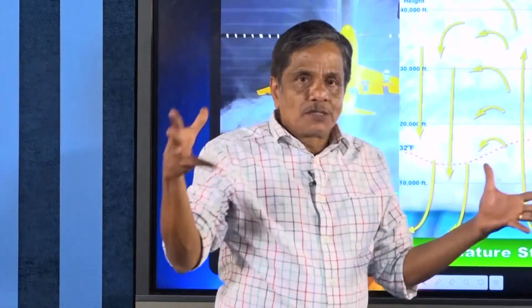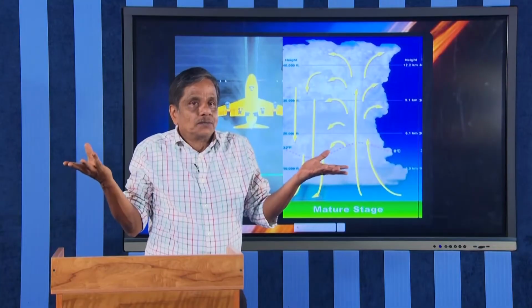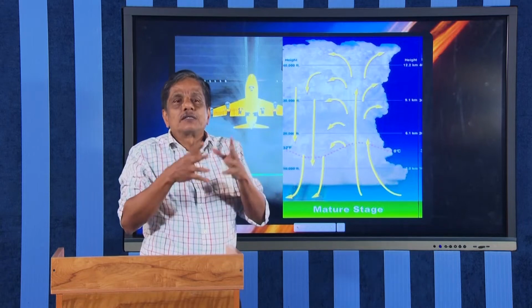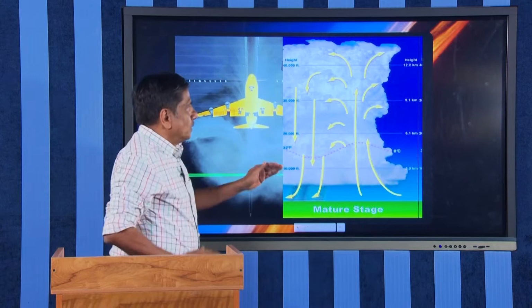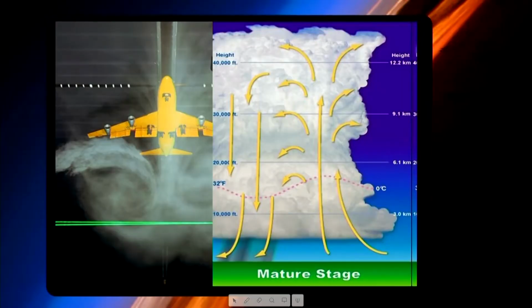And when lightning is produced, it produces high temperature, and due to this high temperature, the air will expand. That is the sound of thunder. So, thunder and lightning are produced at the same time, but due to the difference in the velocity of light and sound, they will be observed at different times.